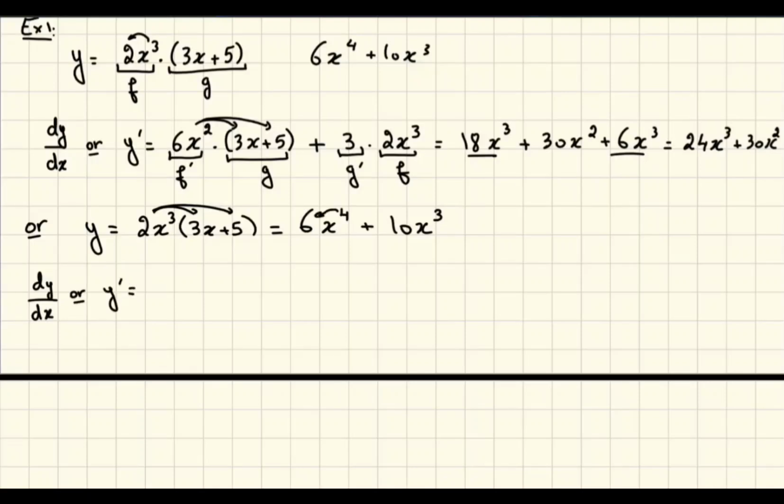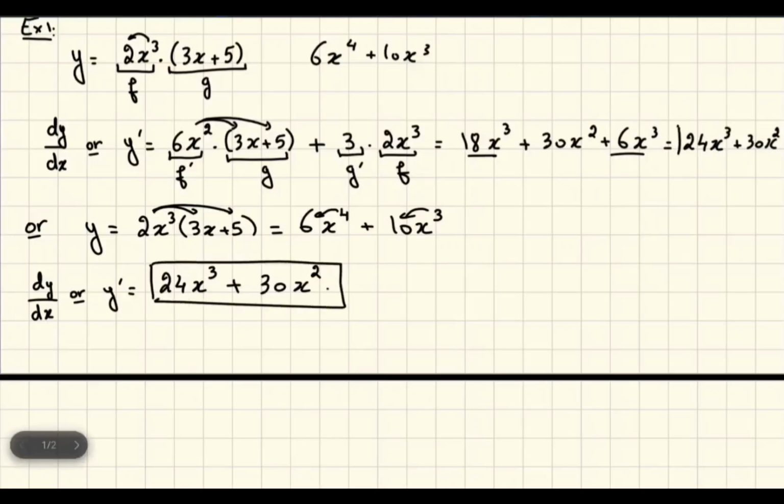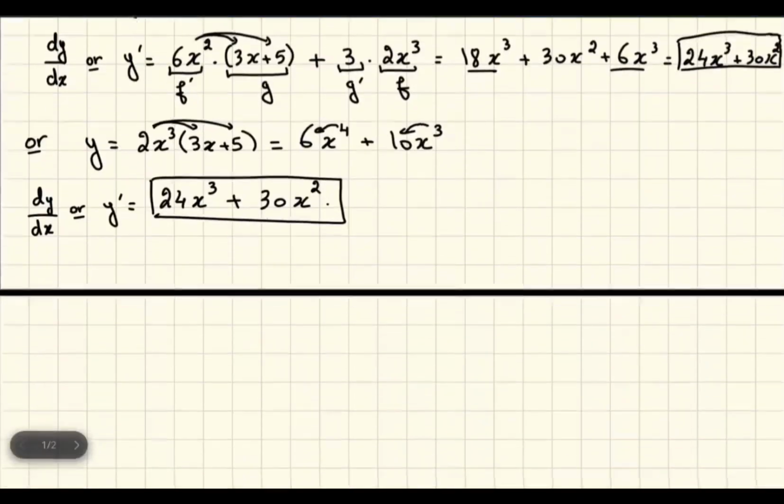4 goes down, so 6 times 4 will be 24, and we subtract 1 from the 4, it becomes 24x cubed, plus we bring the 3 down, multiply with the 10, so it becomes 30x squared. As you can notice, this answer and this answer are the same. So in some questions you can apply different ways to get the derivative. Let's check example 2.